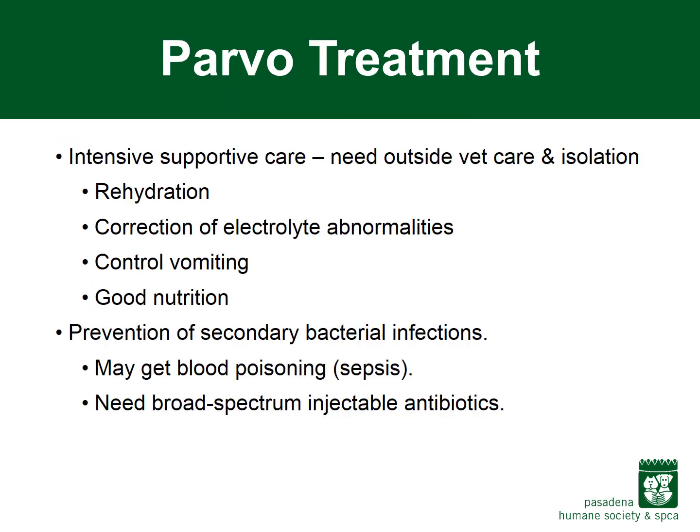So what's the treatment for parvo? It's intensive supportive care. They need outside veterinary care and isolation. We have a hard time treating parvo here because it is so contagious and it needs such strict care to be given 24 hours a day. They need rehydration and correction of electrolyte abnormalities. We need to try to control the vomiting, and they need good nutrition. We also try to prevent secondary bacterial infections from occurring because they may get blood poisoning, otherwise known as sepsis, and they need a broad spectrum antibiotic.